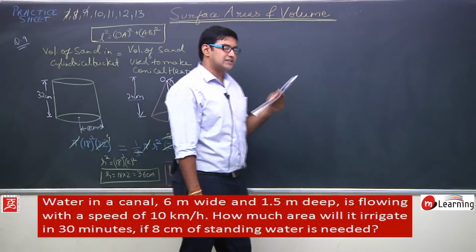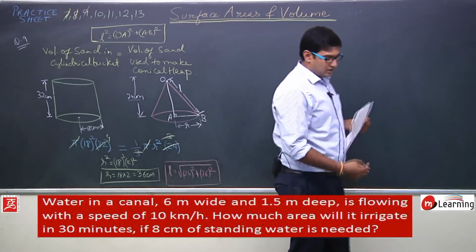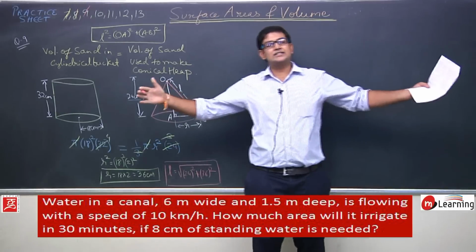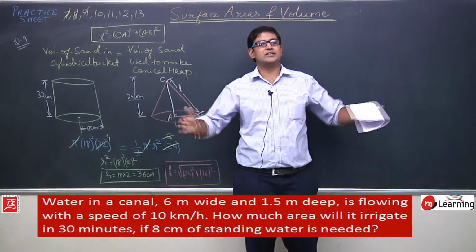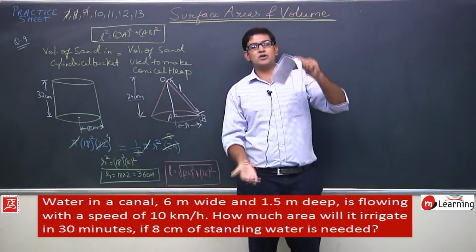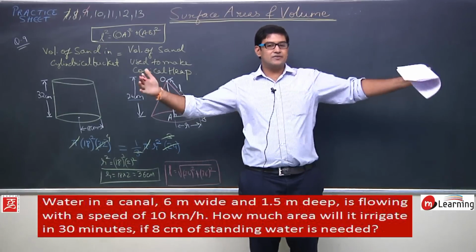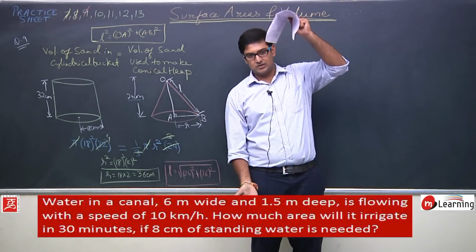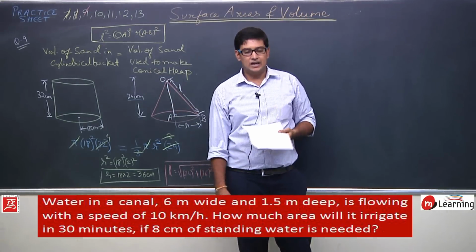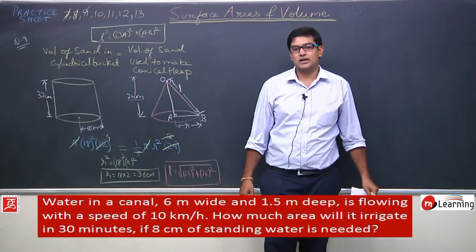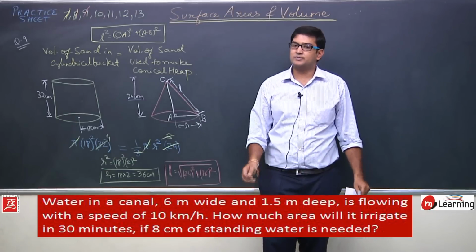Okay, so let us try to understand the question. It says that there is a canal. The width of that canal is 6 meters. The canal is 6 meter wide and the depth of the canal is 1.5 meter. So this is the width and this is the depth. And from this canal the water flows at the rate of 10 kilometers per hour.